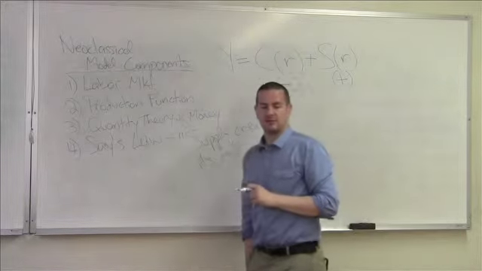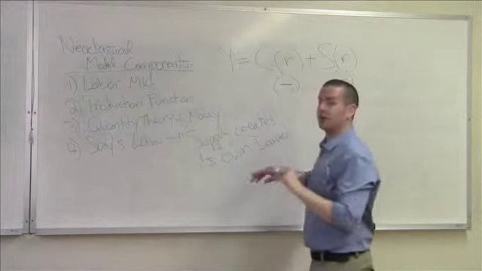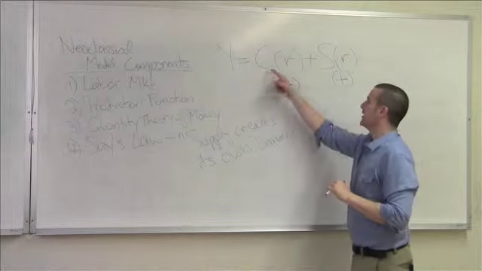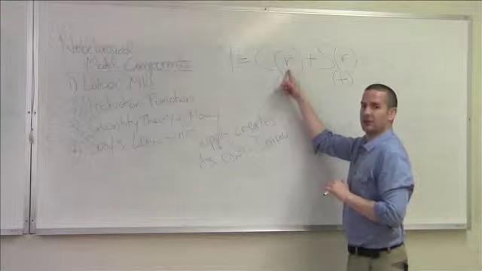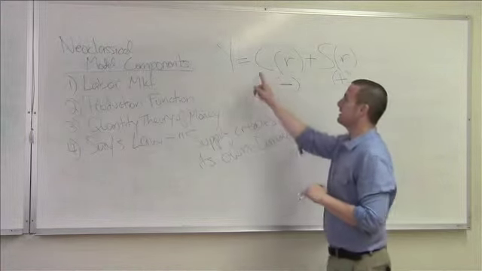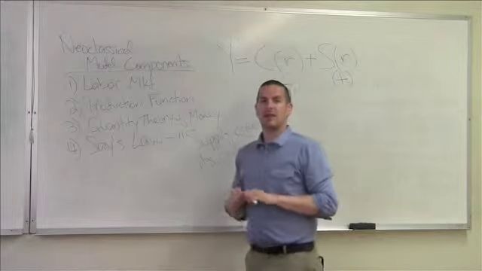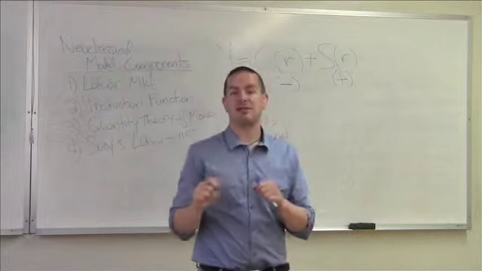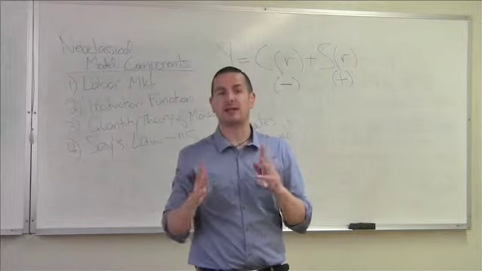The first equation in Say's law says that consumption, a function of the interest rate, plus savings, a function of the interest rate, is equal to income, and that consumption is negatively related to the interest rate and savings is positively related to the interest rate.